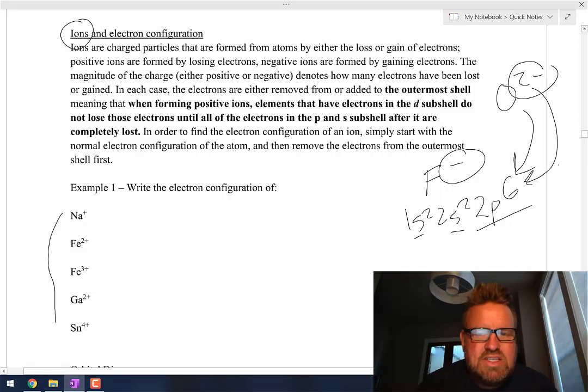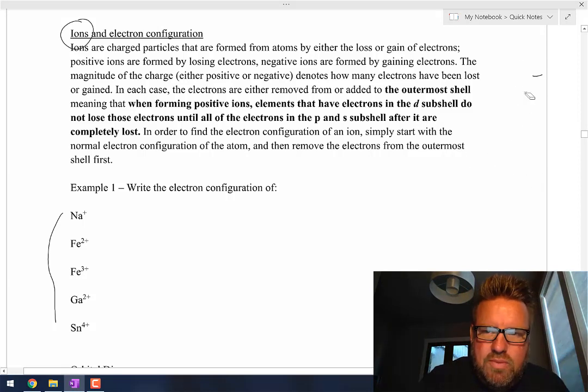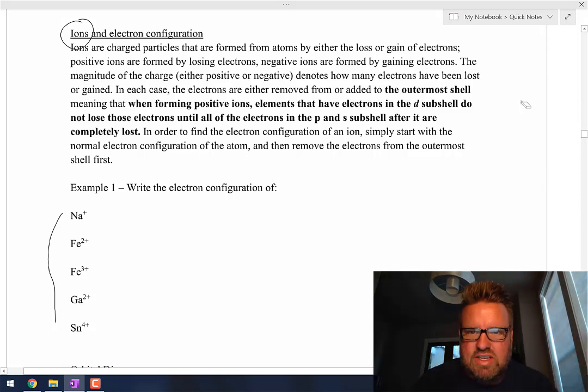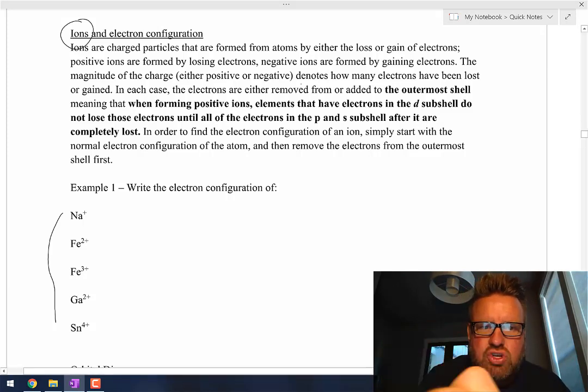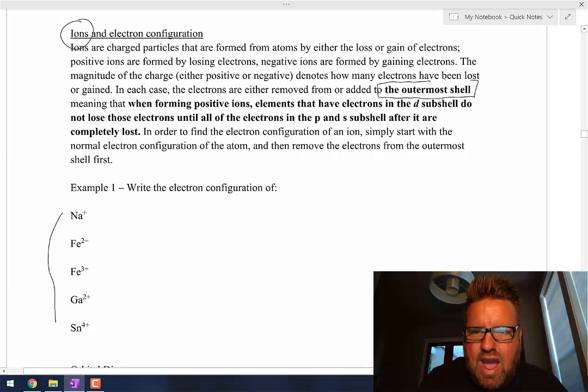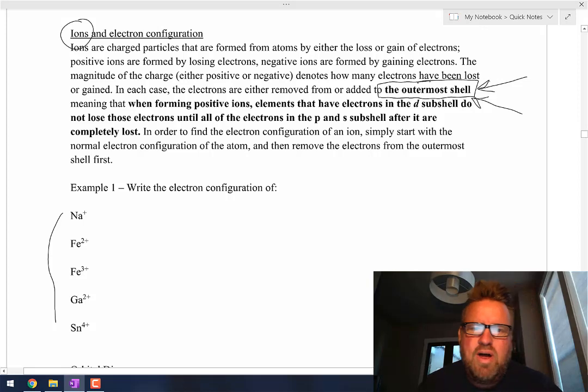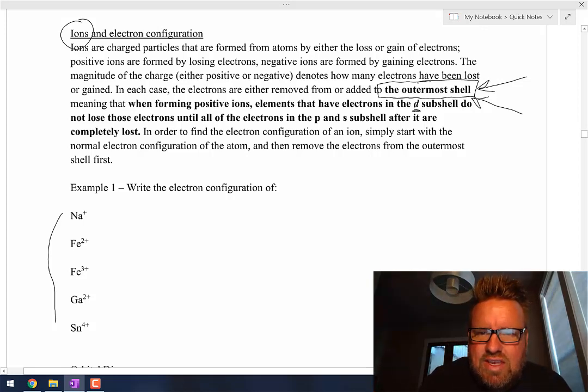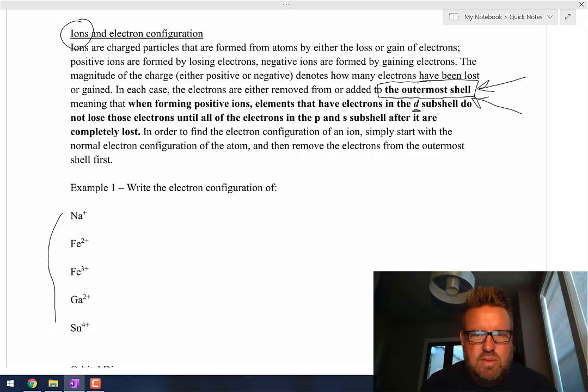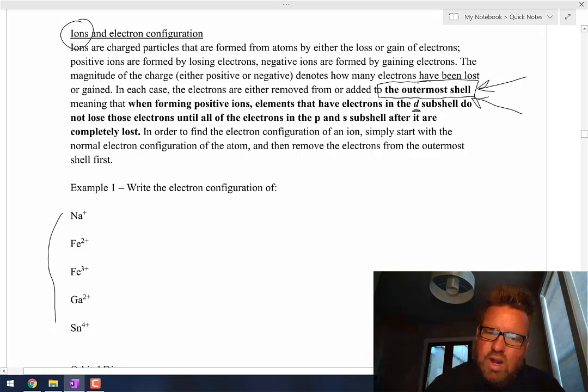With positive ions, it's a little bit more difficult, though. When you lose electrons, the electrons must be removed from the outermost shell. That is the super important part. Which means that when you form positive ions, elements that have electrons in the d subshell do not lose those electrons first until the s and the p subshell are also completely lost. In general, these aren't too bad. A lot of times I'll write the regular electron configuration first, and then I'll figure out what electrons I take away.